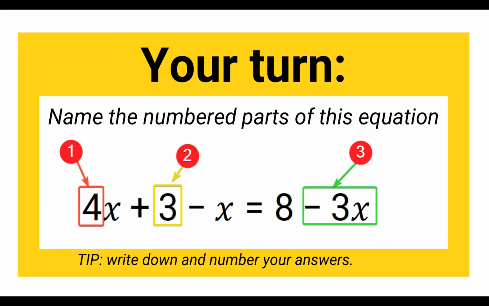All right, now it's your turn again. Try this one. Name the numbered parts of this equation. A tip for you is to write down and number your answers. So write the number 1, 2, 3 down, and then write the specific parts of this equation. Now remember that the different values are next to different signs or variables, so make sure to keep in mind what the box is indicating before writing down your answer.